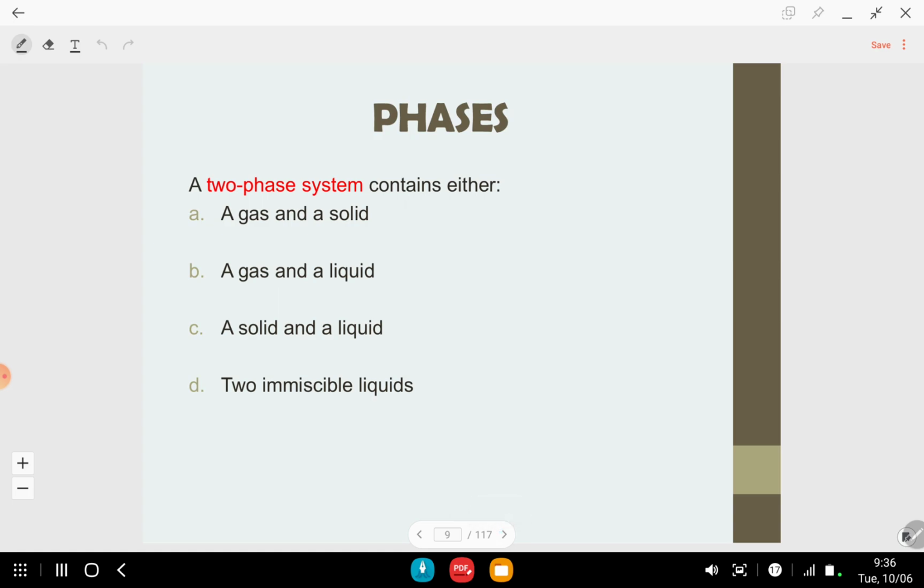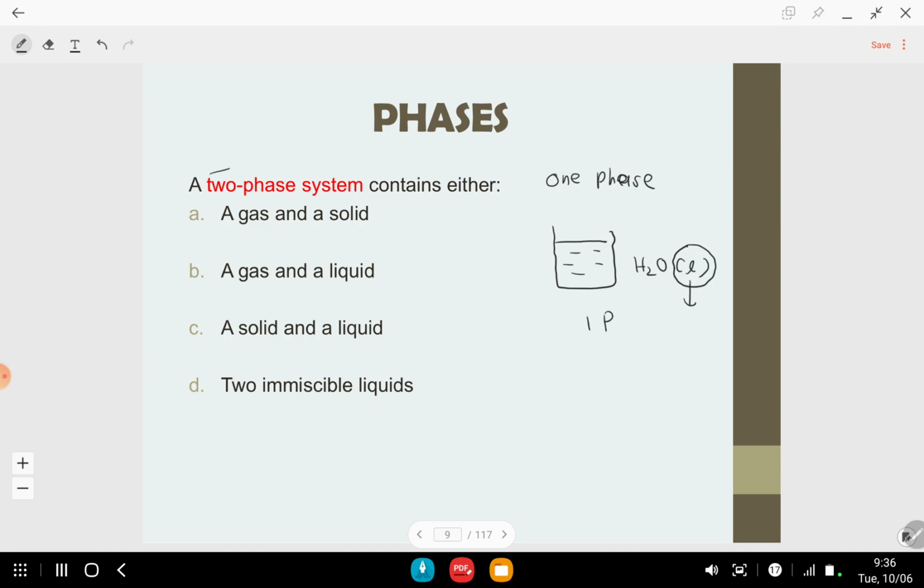So we look at phase. It can be a one phase system or a two phase system. For the one phase system first, let's say in a beaker it contains only water, H2O, in liquid form. The phase here is only one, which is liquid. So it is a one phase system, 1P.